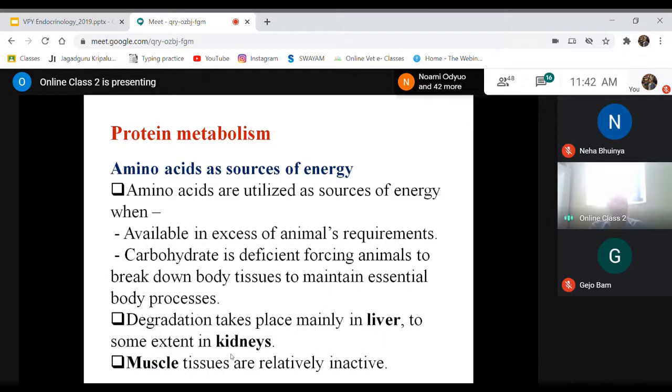Amino acid metabolism involves two different steps: one is deamination and another is transamination. This degradation, or catabolism of protein, mainly takes place in the liver, and to some extent in the kidney. But muscle tissues are catabolically inactive. That means in muscle there will not be any catabolism of protein.